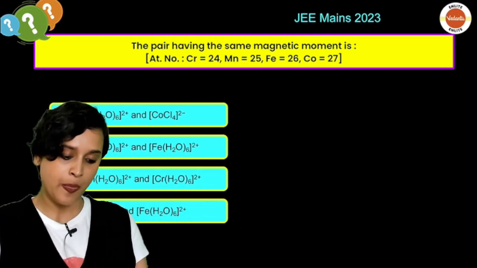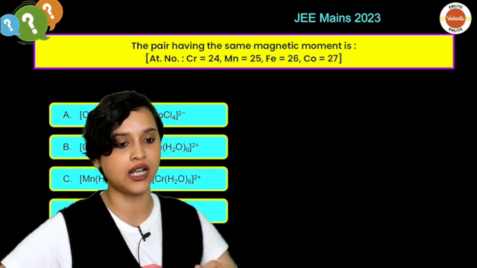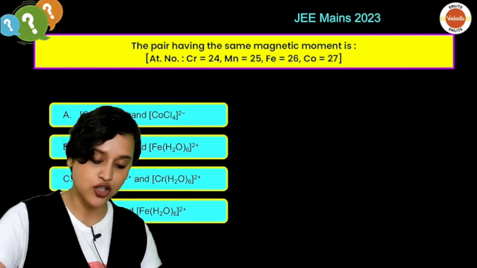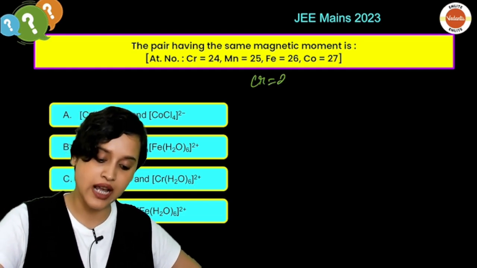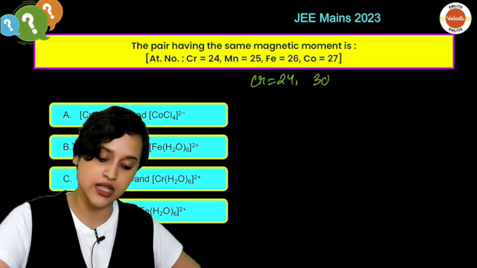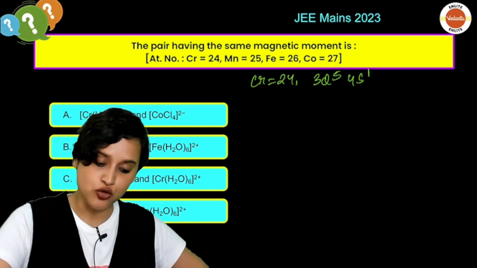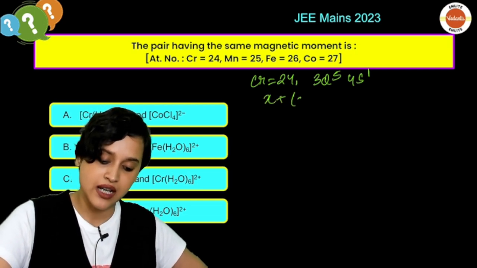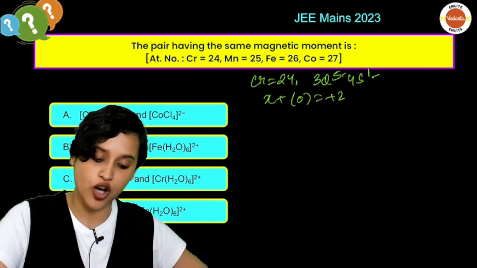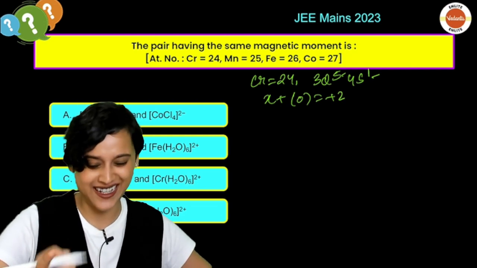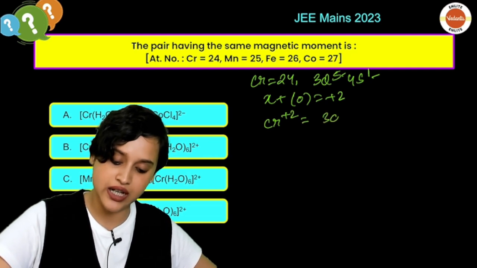Pair having the same magnetic moment. Same magnetic moment we need. How do we calculate it? Chalo. For [Cr(H2O)6]2+, H2O is a neutral ligand, and Cr has atomic number 24, which, as I just told you, is 3d5, 4s1. So clearly x plus 0 is equal to plus 2. One from here gone. Check it out, guys. Cr is in the plus 2 state, so Cr2+ will be 3d4.